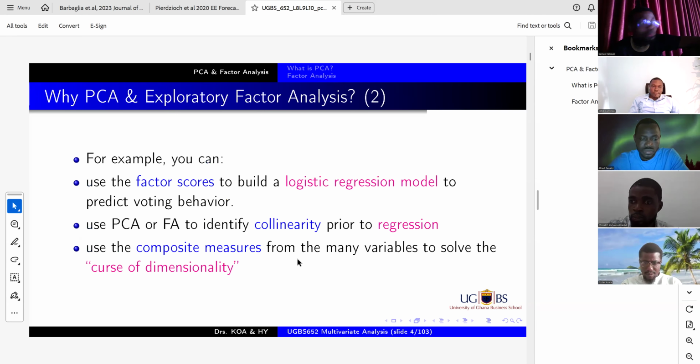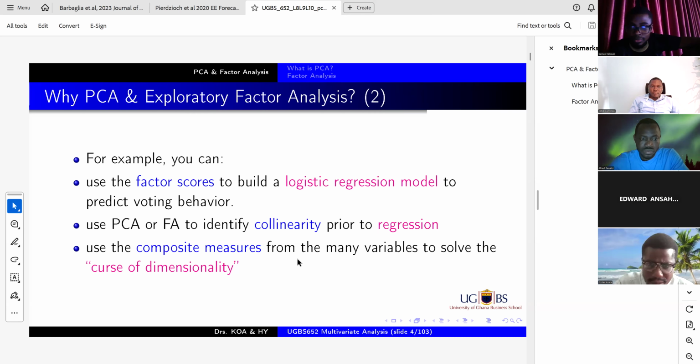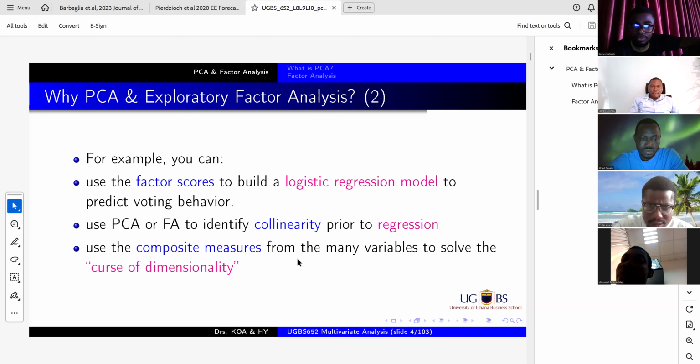Now, principal component analysis and factor analysis are very useful. Why? Because sometimes before you do logistic regression, you need that. Now, you have done multiple regression. Multiple regression is where the dependent variable is numeric. Logistic regression is when the dependent variable is binary, 0 or 1.